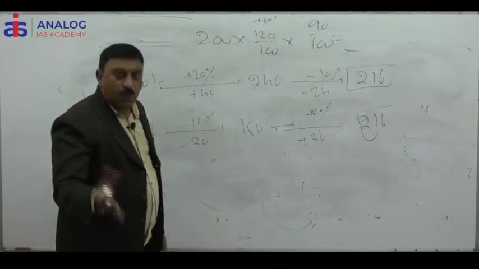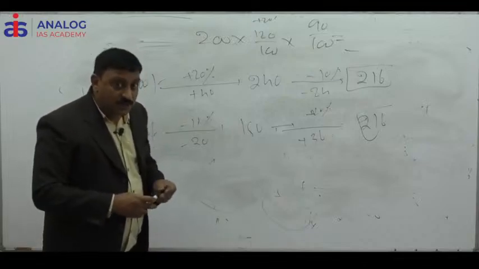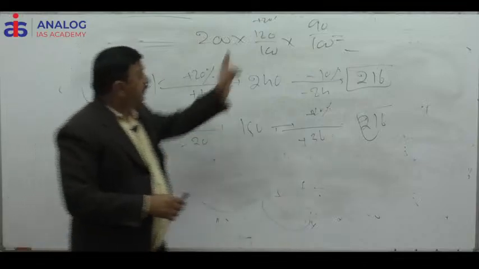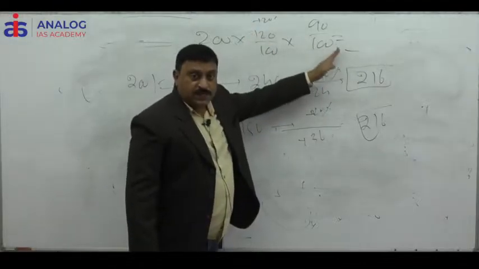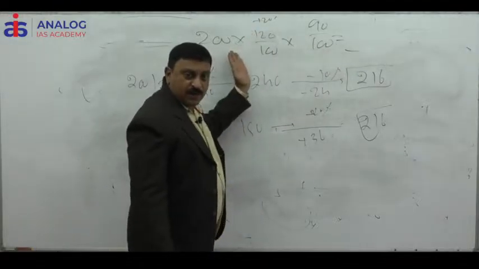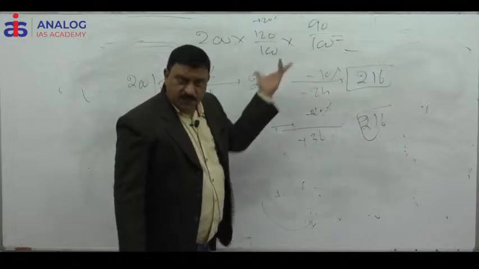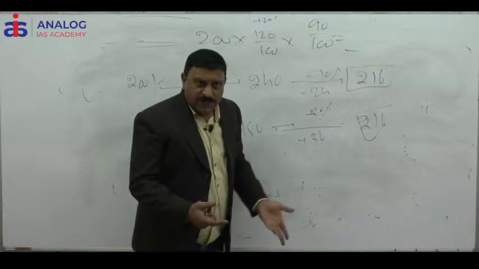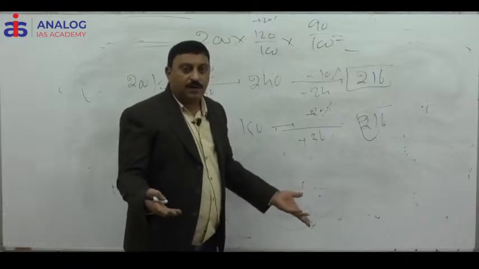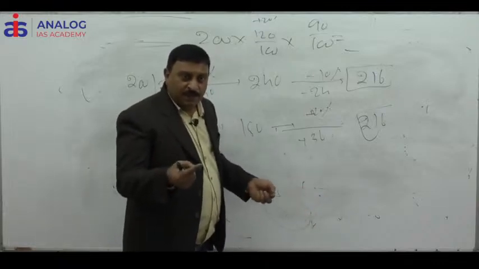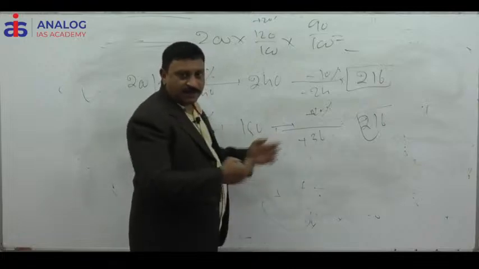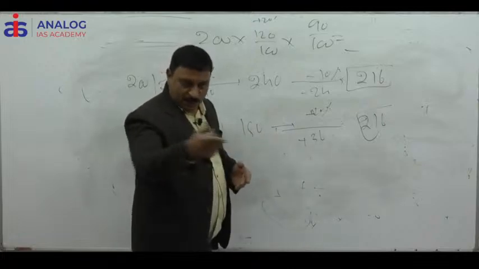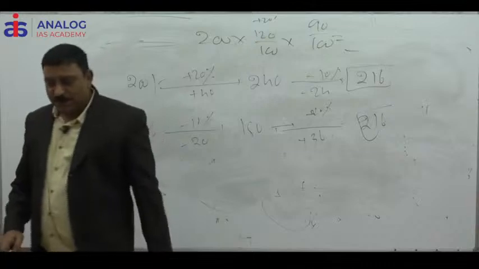Now, the point is, if 20% is on this side and 10% is on that side, will the multiplication change? 90 by 100 this side, 120 by 100 that side. Will it change? No. For this simple thing, we made a complicated thing. The same question.